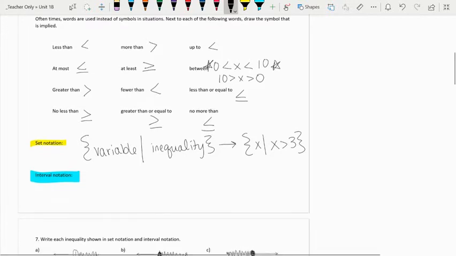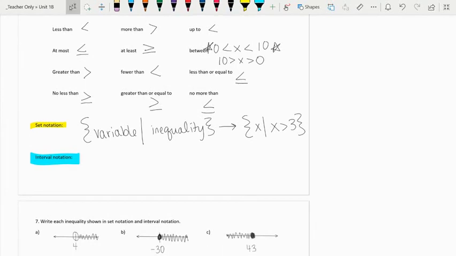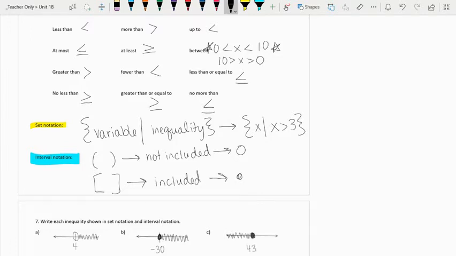Interval notation has some specific things. You're going to use parentheses or you're going to use brackets, and it might be a combination of both. Parentheses are used when it's not included, which also goes with an open circle. It's kind of like you cut that circle in half and you have the two pieces. Brackets are going to be when they are included, which is when you're talking about a closed circle.